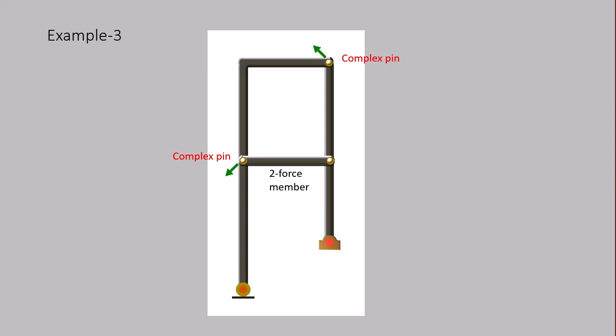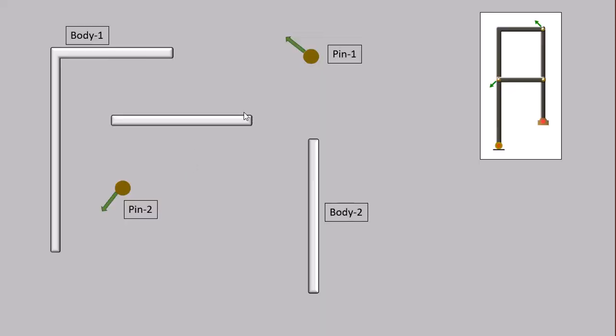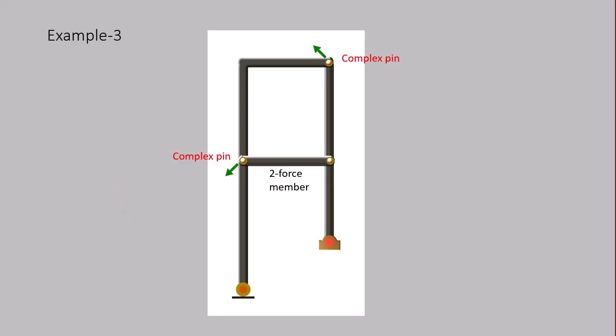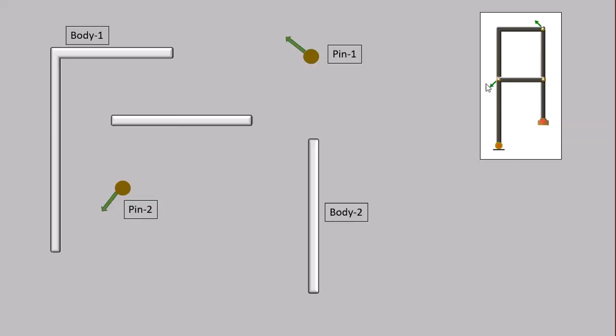Example 3, we have one body. We have one body here. This is a 2 force member. Second body. So we have 2 bodies and a complex pin, with an equilibrium equation and free body diagram for each. Let's draw the free body diagrams.